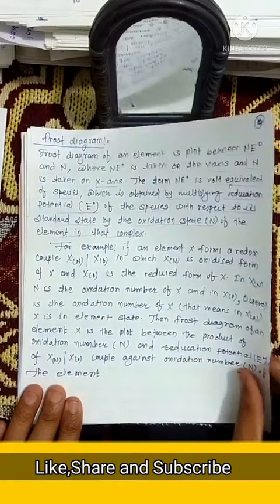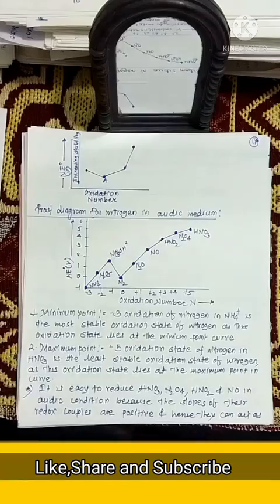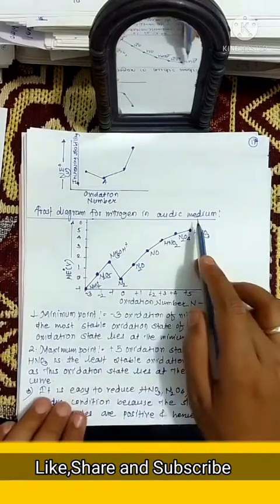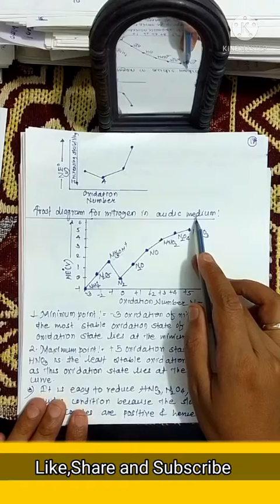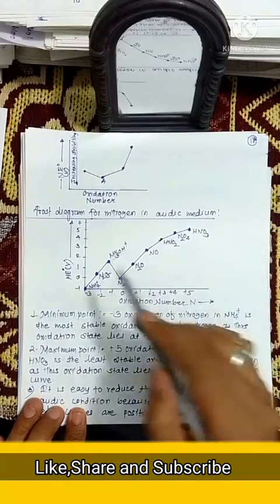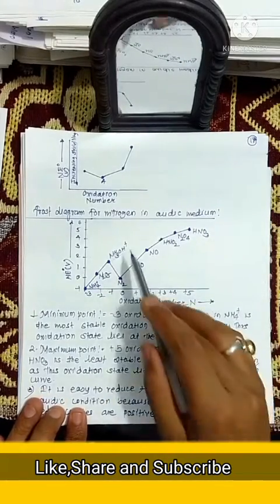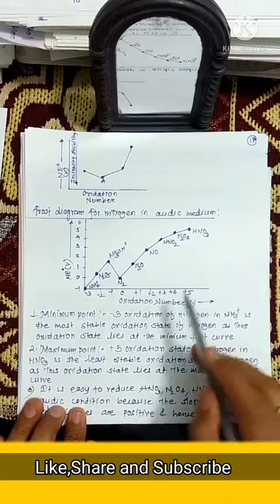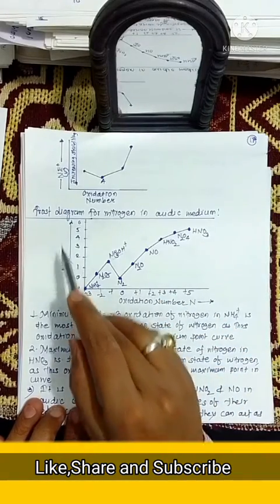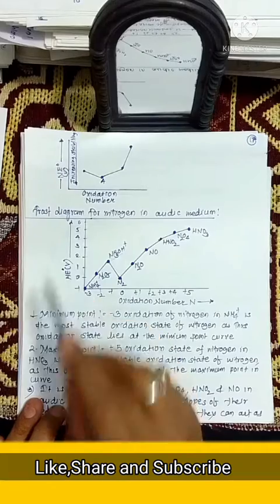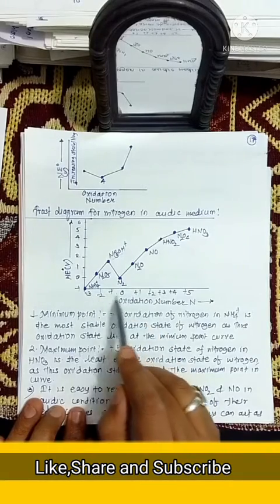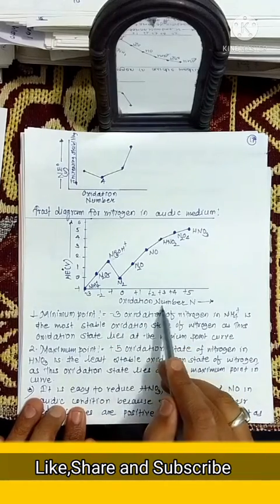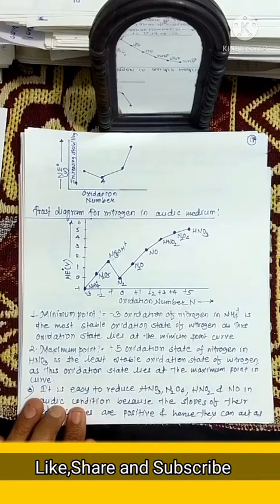Now we are going to see the Frost diagram. Just see the Frost diagram of nitrogen in acidic medium. What information can we draw from this diagram? On your y-axis, nE0 is plotted. On your x-axis, oxidation number is plotted.